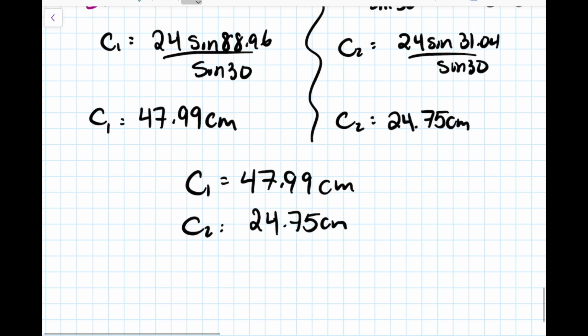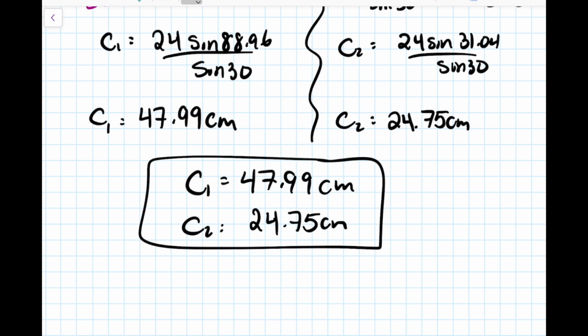It's a lot of work. So there you go. That's how you get two solutions with the sine law. So that's how you get two solutions for your angle, two solutions for your other angle, and two solutions for the side that you didn't already know.